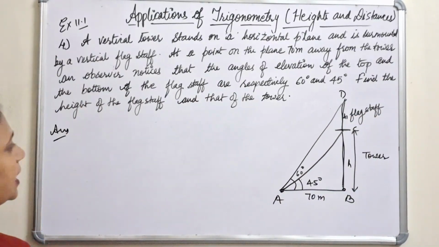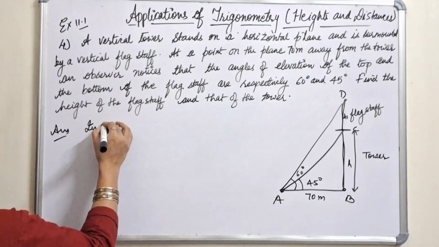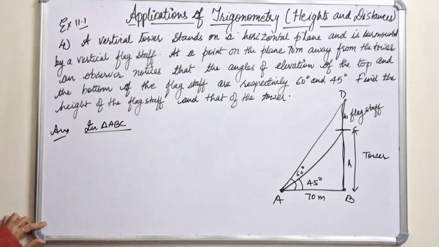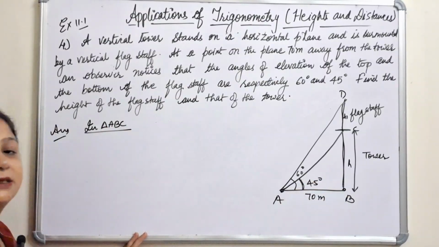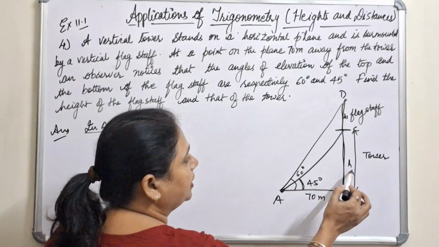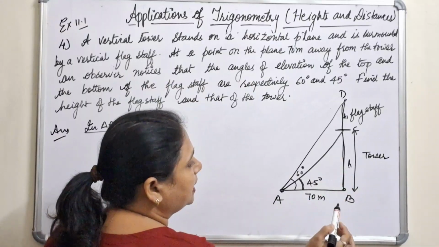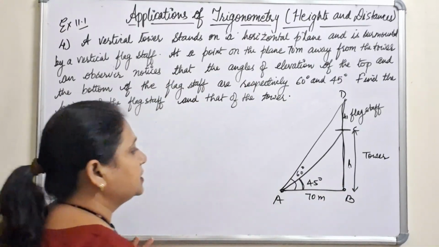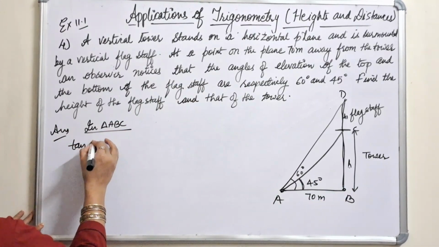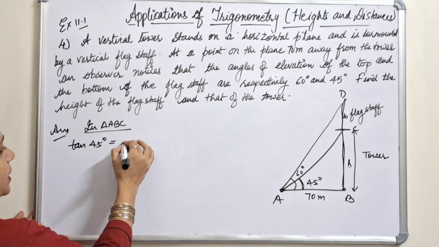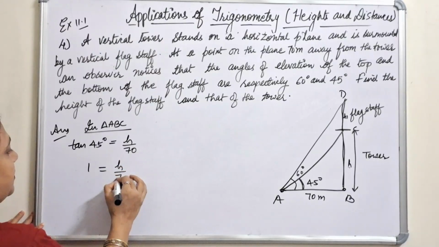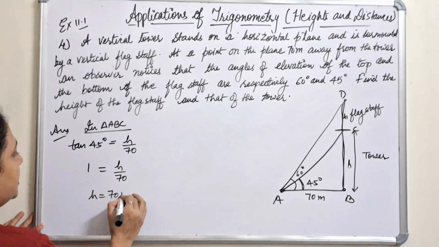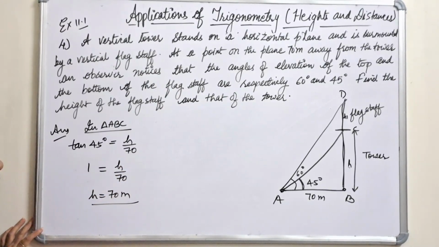Now there are two triangles. In triangle ABC, which angle will be considered? 45 degree will be considered and we have the height of the tower h and base 70. So we will take tan 45 is equal to h upon 70. Tan 45 is 1, so 1 is equal to h upon 70. h is equal to 70 meter. Now we have to find the value of h1 also.